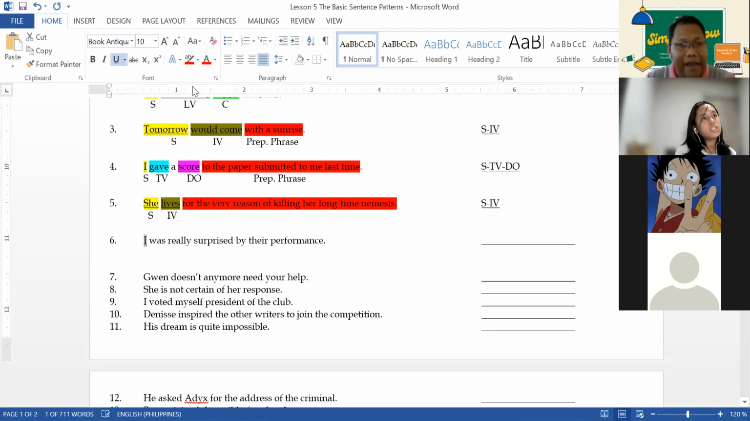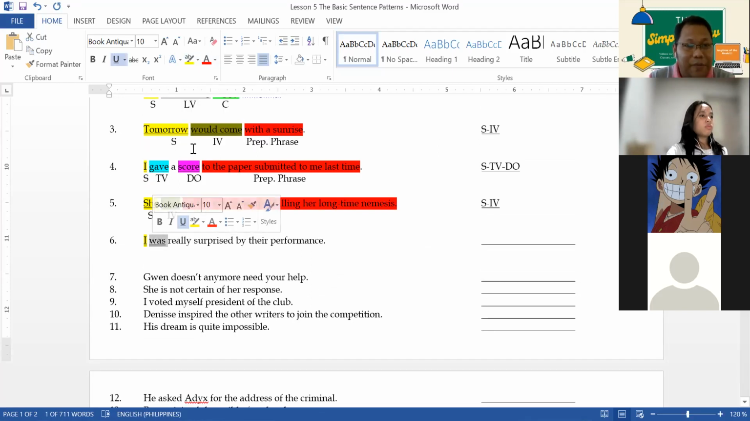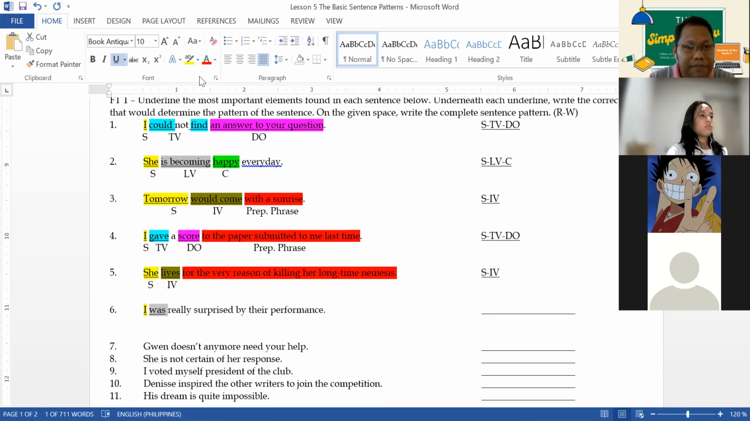We underline I because again it's another important component. We underline was, another important component. Wait, we color I first. We color I with yellow. We underline was and color it with silver or gray. And we underline surprised and color it with green.